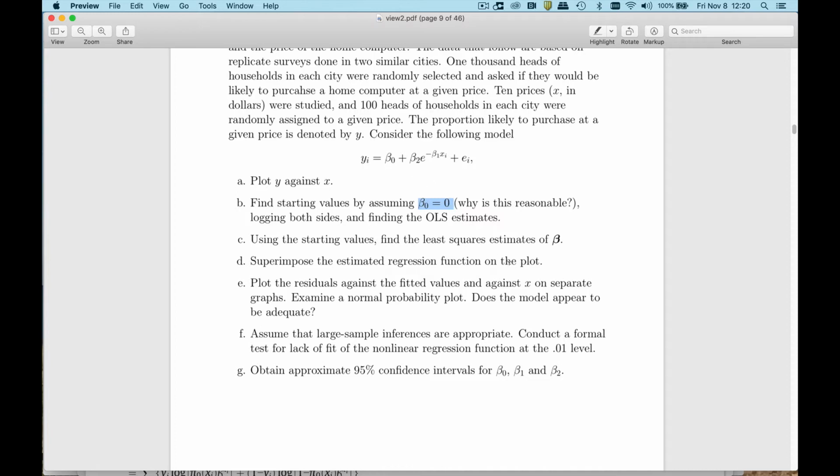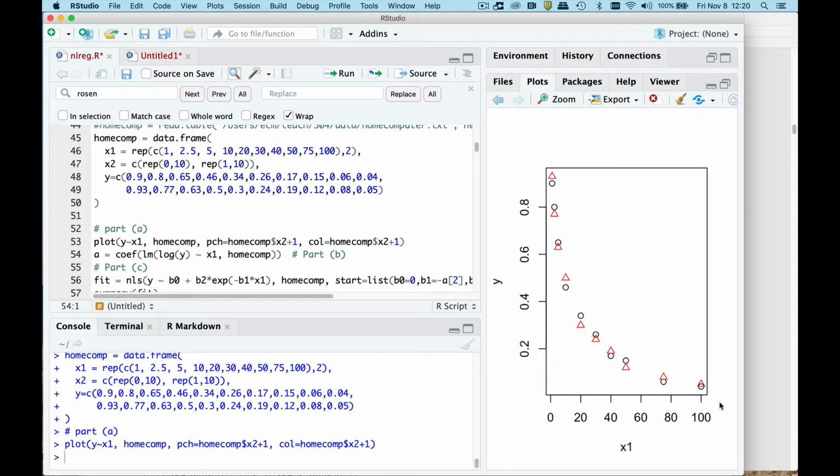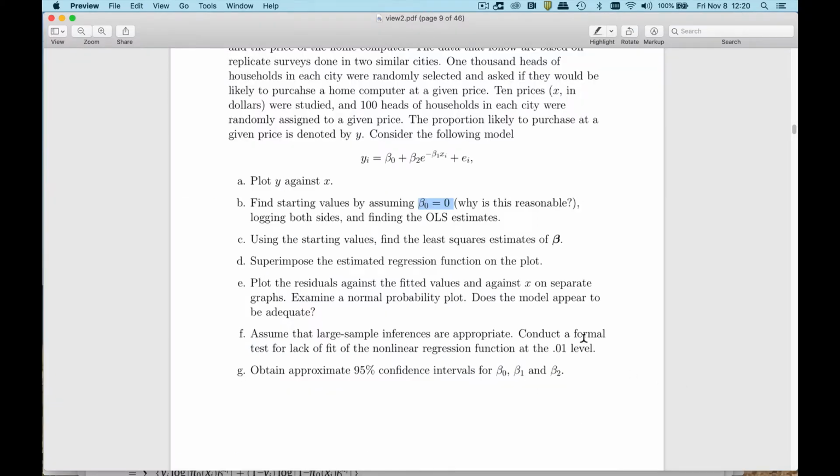So why would this be reasonable? Well, if I charge you an infinite amount of money for a computer, how likely are you to buy it? And the answer is you're probably not very likely. So as x1 goes to infinity, it's not unreasonable to think that this function would go to 0. And so that's why we set this to 0.